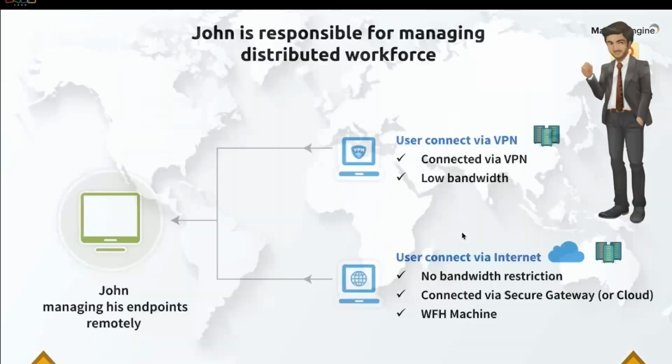workforce platform. And here, we consider two types, right? So he's managing endpoints remotely. So those are the two types of user. The user may connect over the VPN and may have a condition with low bandwidth. The same way, the user may connect via the internet. There won't be any bandwidth restrictions. And those internet-based machines will be managed directly via a secure gateway server. And when it comes to the cloud, it is a direct communication with the cloud platform, and even a work from home machine. So everything that needs to be managed is included under the responsibility.